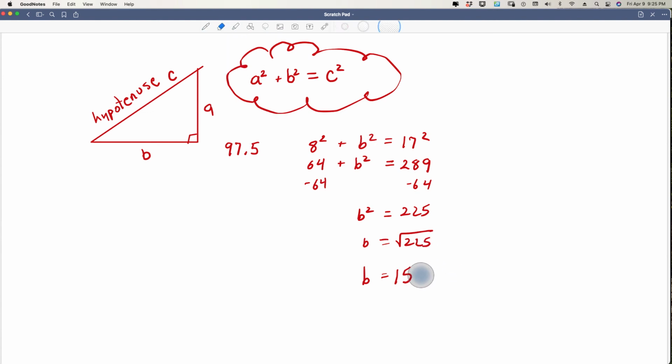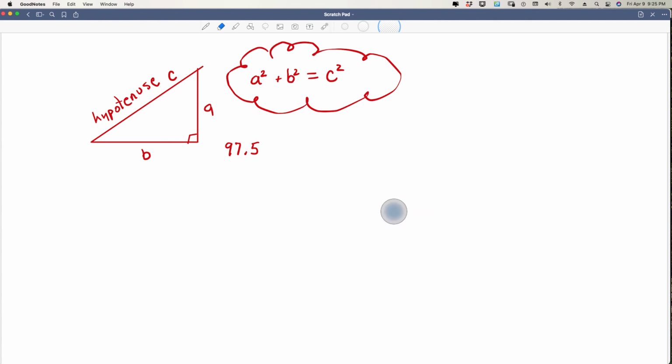If you had memorized the triples, you would just stick 15 in there. You'd see 8, 15, 17. You'd see 8 and 17 or 17 and 15. You would know the third side. We are not going to worry about solving any more of the triples because you can just use a squared plus b squared equals c squared and always come out to the correct measurement for the hypotenuse or for side a or side b. And that is all we have for lesson 97. I will see you in lesson 98.